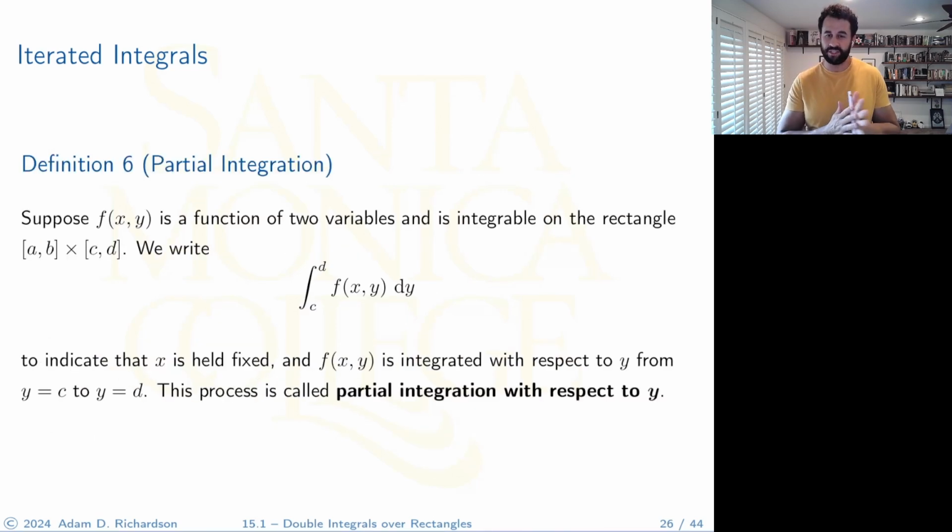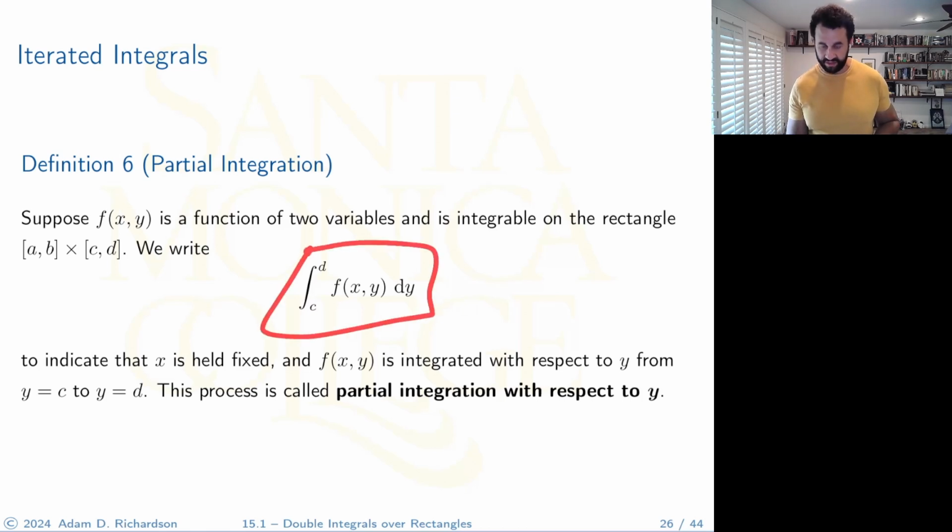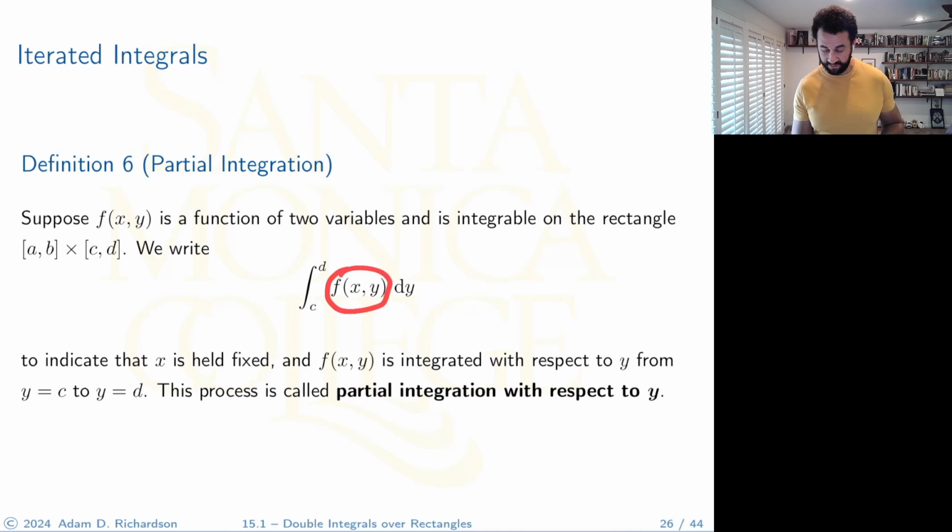So we need a couple of definitions here. The first one is what's called partial integration. Let me read this one out loud. Suppose you've got a function of two variables, and it's integrable on the rectangle [a, b] cross [c, d]. Then we're going to write this symbol to indicate that x is held fixed, and we integrate with respect to y. The differential is important, and I'm hoping that your previous calc instructors harped on you about including the differential. The differential is not negotiable here. You have to include it so we know what you're talking about. So this is saying integrate the function f with respect to y, and just hold x as a constant.